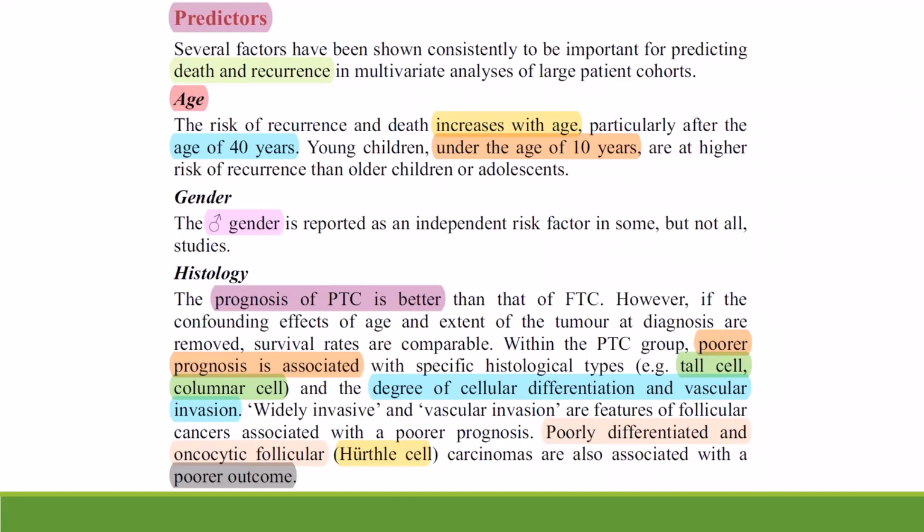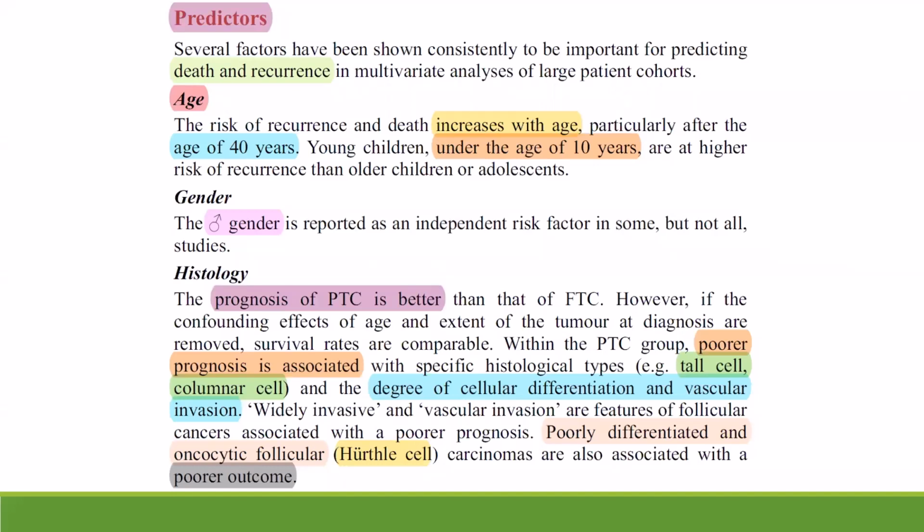And also, if the age is less than 10, this increases the risk of cancer. The male gender is reported as an independent risk factor in some but not all studies. And very important, the histological pattern of thyroid cancer. The prognosis of papillary thyroid cancer is better, but some histological types, like tall cell and columnar cell, are associated with poorer prognosis. And actually this is very important in risk stratification, and I will discuss it later on.